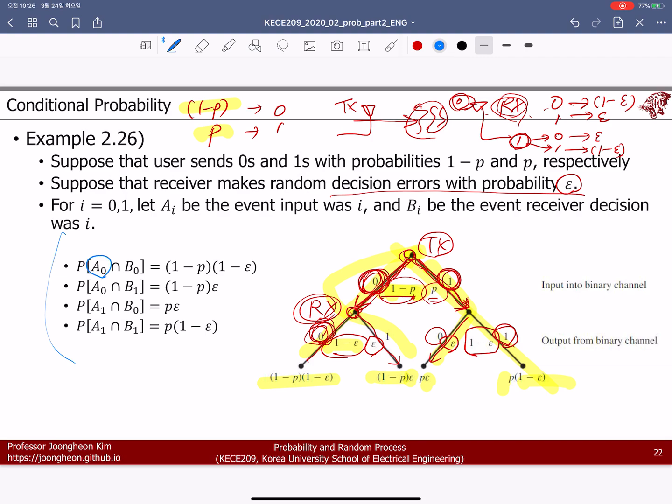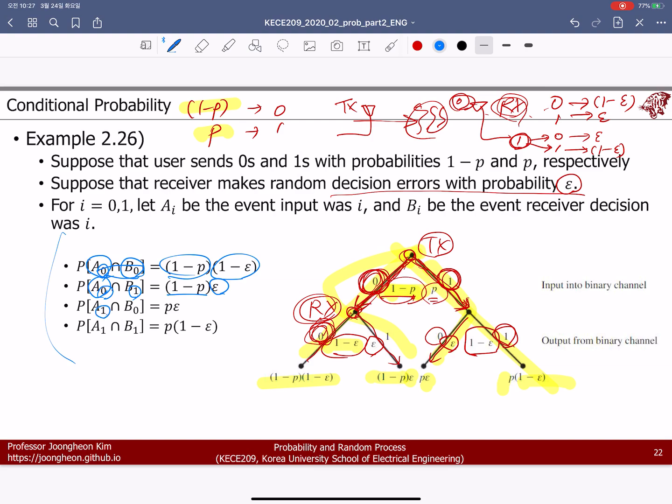So here, the transmitter sends 0. The receiver understood that there is 0 correctly. Since they have correct transmission, that's why we have 1 minus epsilon. Since they sent 0, we have 1 minus p. 0 was sent, that's why we have 1 minus p. But 0 was misunderstood as 1, that's why we have epsilon, because we have a decision error.